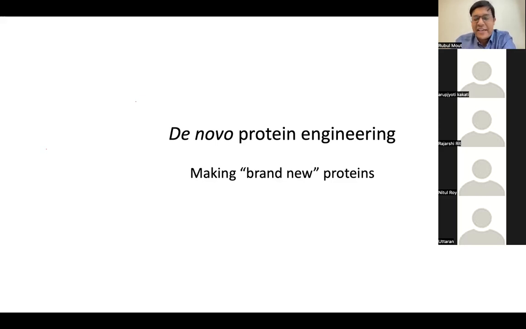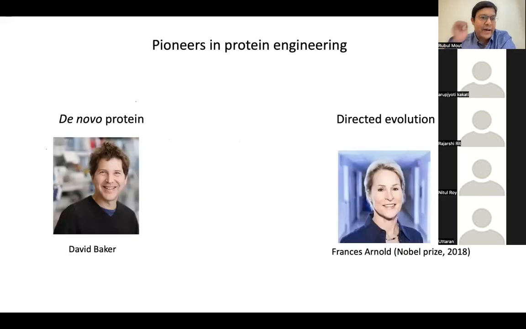That's incredibly hard. But we'll talk a little bit about it. Two of the pioneers who did the majority of this work: David Baker, who works on building proteins from scratch, basically a protein that has never existed in nature before. The other kind of protein engineering I talked about is tweaking existing proteins to have new or better functions.